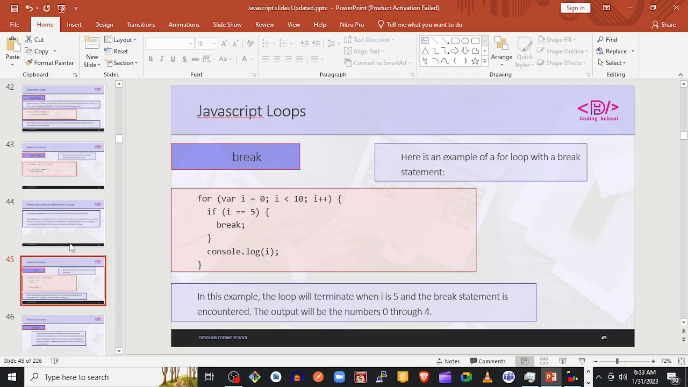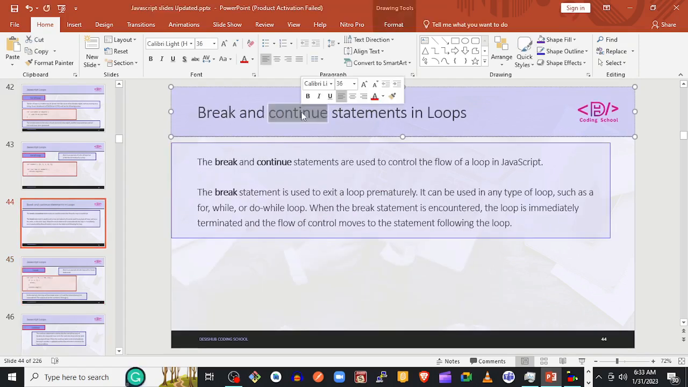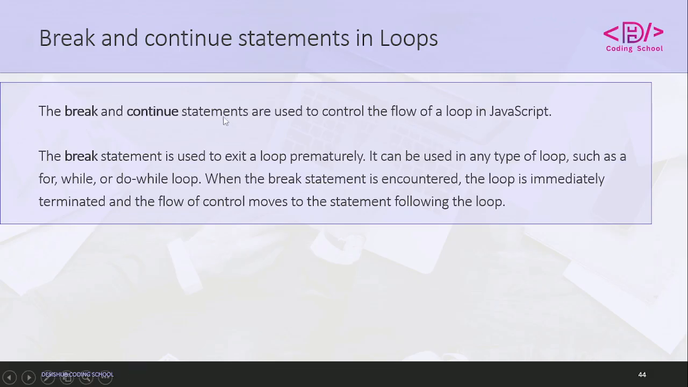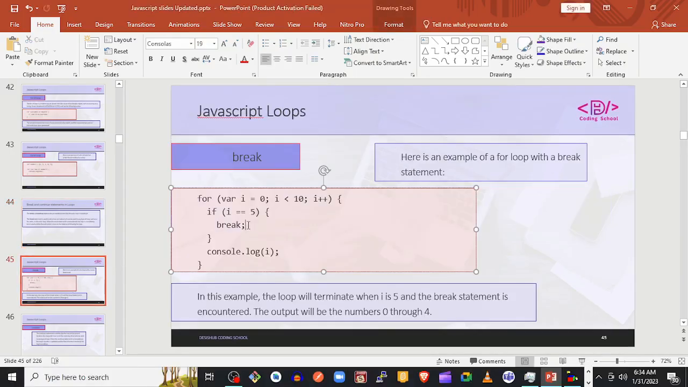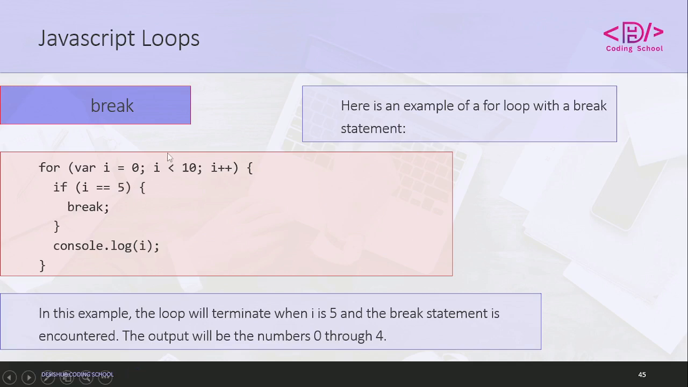Now there is one thing we can go and talk about, which is the break and the continue statement in loops. So what are the break and the continue statements? The break statement is used to exit a loop prematurely. It can be used in any type of loop, such as while loop, for loop, do while loop. When a break statement is encountered, the loop is immediately terminated and the flow moves to the statement following the loop.